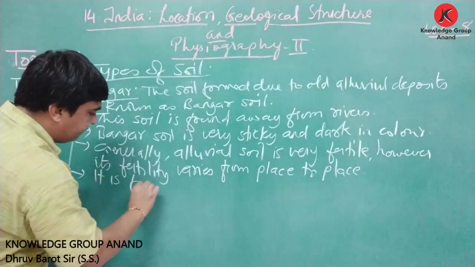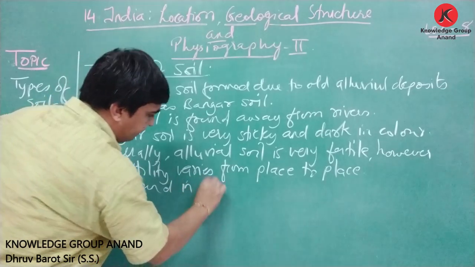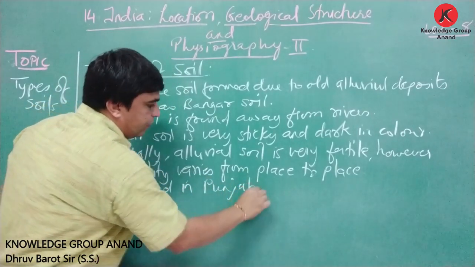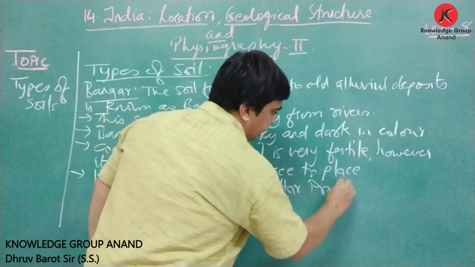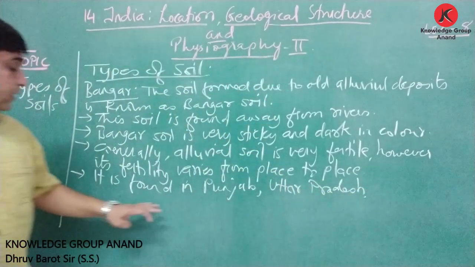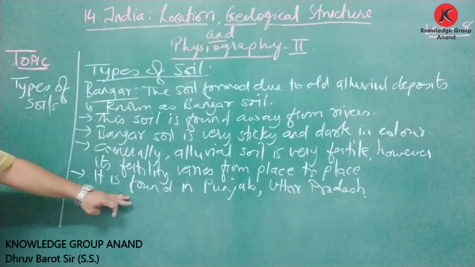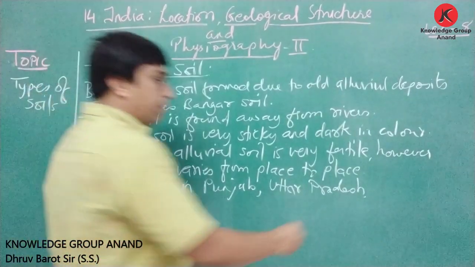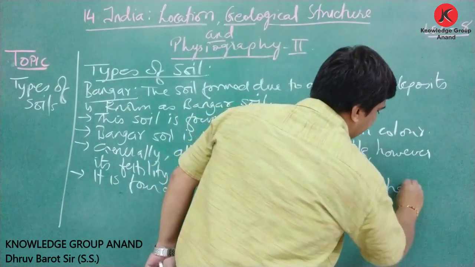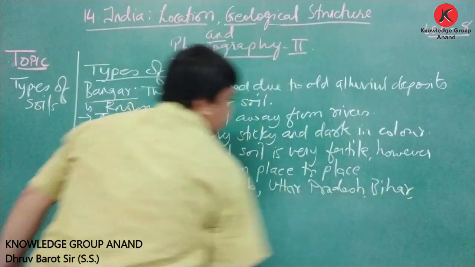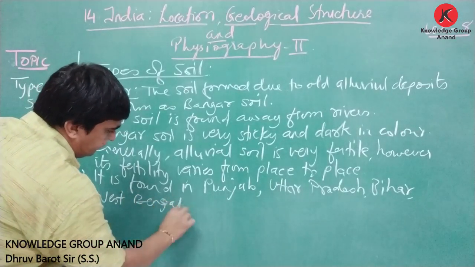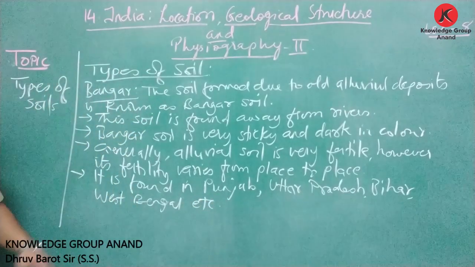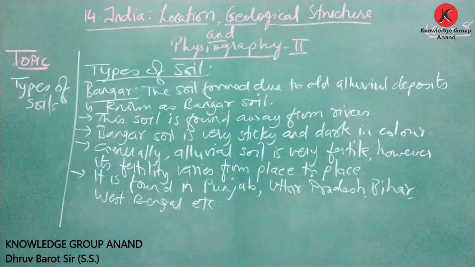It is found in Punjab, Uttar Pradesh, Bihar, West Bengal, etc. That means this alluvial soil is found in these states, where these rivers are found.